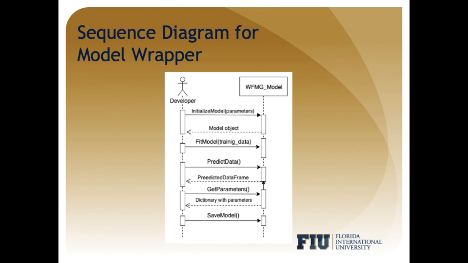One of the most challenging parts for me was working on the model wrapper user story. Here we have a sequence diagram for it. We can see that the developer can initialize a model with certain parameters. He can also fit the model so that the predictions made by that model will be accurate, and then he can call predict data to get the predictions. He could also get and set hyperparameters or save the model to a pickle file and store it on disk.